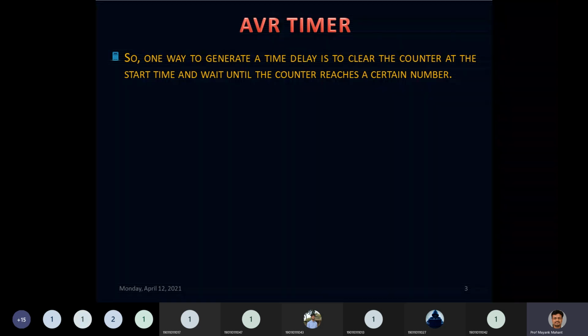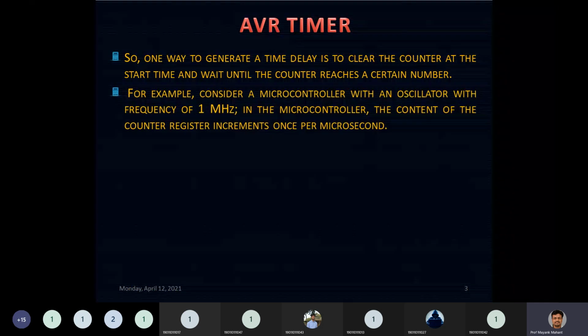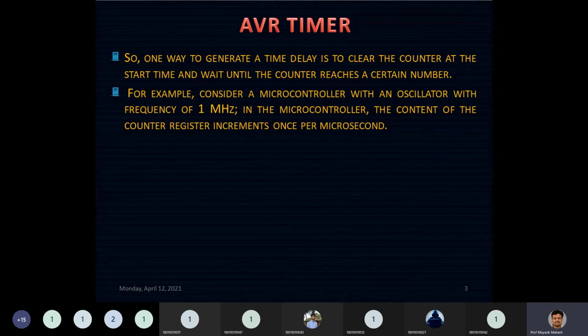Basically there are two ways we can generate a delay. One we call compare mode, or CTC mode, and the other we call normal mode. In normal mode we generally wait until the counter overflows, that is, we monitor the TOV flag of the timer. In the case of compare mode, we watch the OCF flag at the time when the compare occurs.